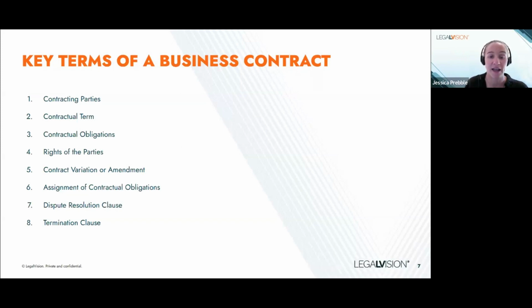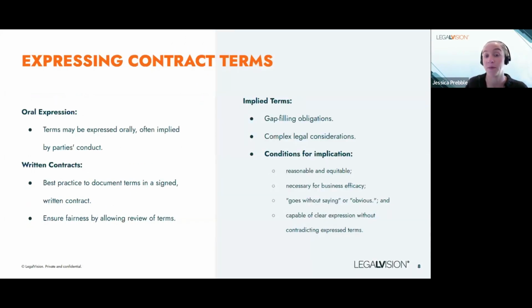My next slide just outlines what is an express contract term. Now, it's important to note that the parties can express terms orally, as specific terms may be implied by the contracting party's conduct. We always recommend documenting the terms of the business agreement in a written contract and having it signed by both parties. A written contract also provides that all parties can read over the agreement to ensure that it does not contain any unfair contract terms. And it's not uncommon for a business contract to be written or verbal and develop and change over time.